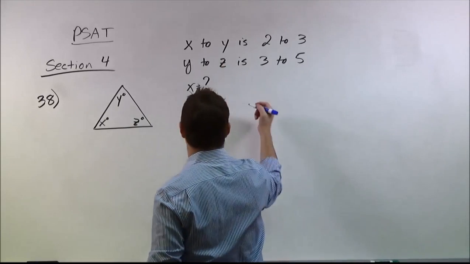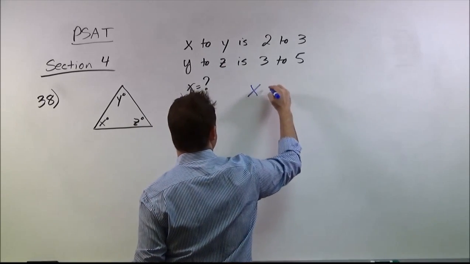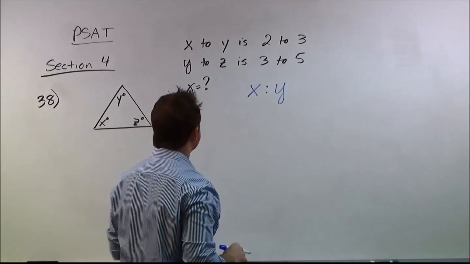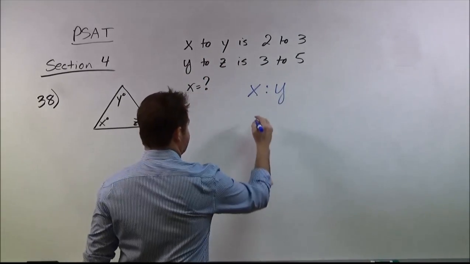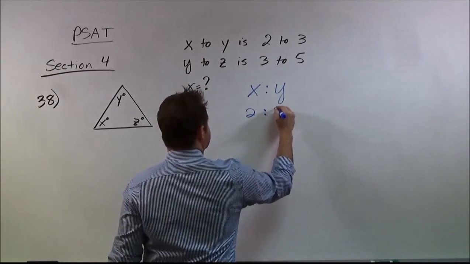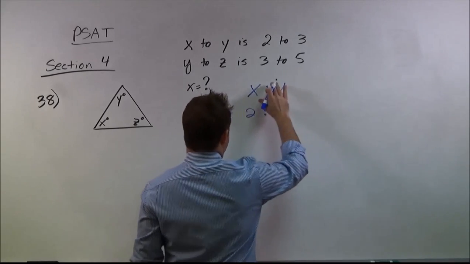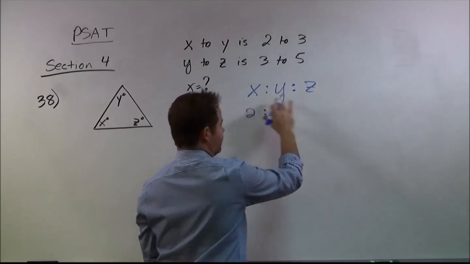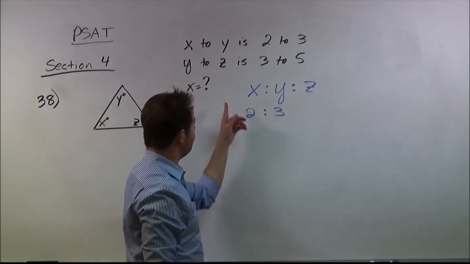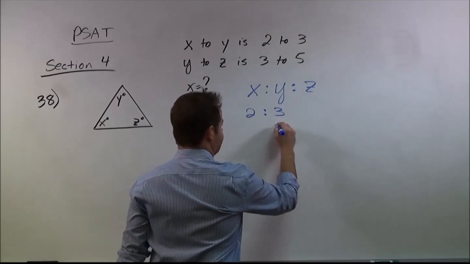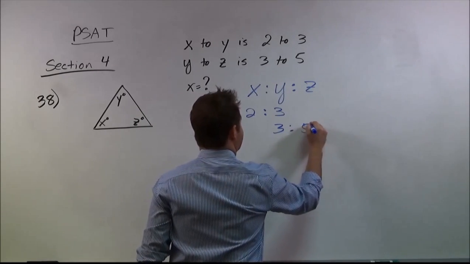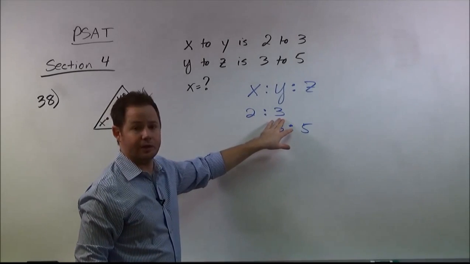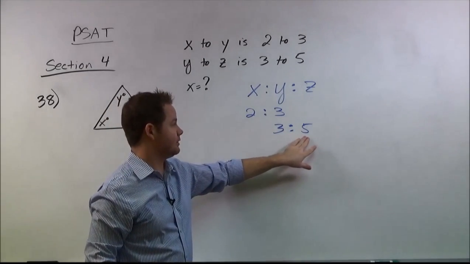They tell us the ratio of x to y, and I'm going to symbolize that here with a colon, which is another way of representing ratios. X to y is 2 to 3. And then y to z is 3 to 5. So that means that x is 2 when y is 3, and y is 3 when z is 5.